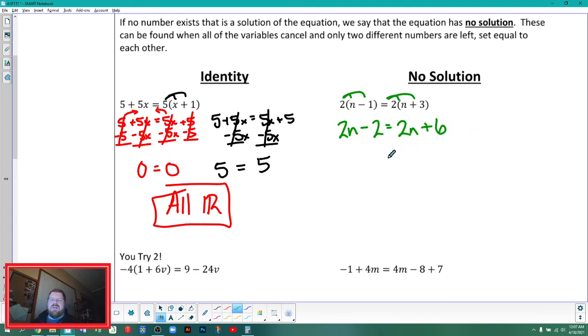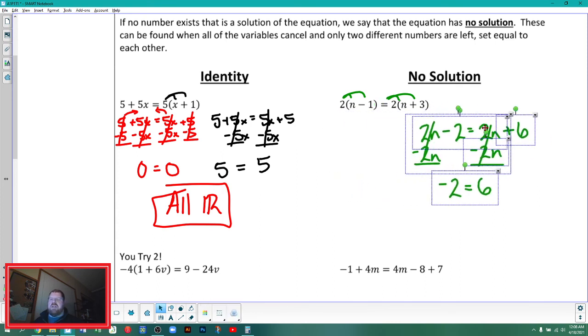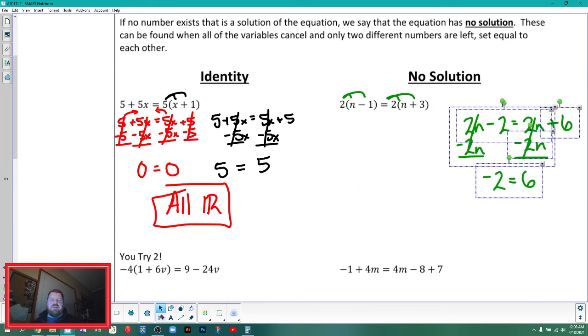If I do this in two steps, and I subtract 2n from both sides, my n's cancel on both sides, and I get negative 2 equals 6. Okay. And again, this is one way to do this, and you're actually done there. Well, except for saying what the official answer is.